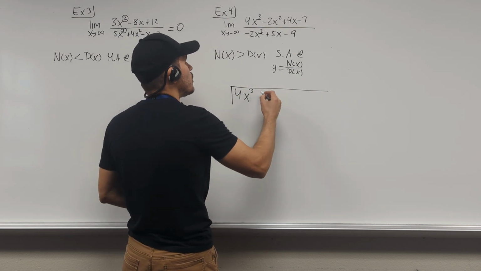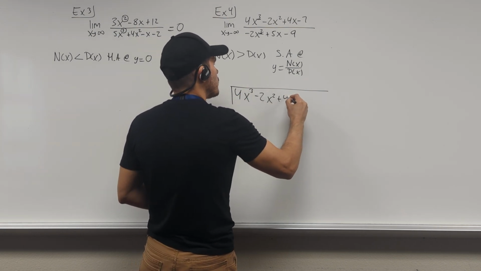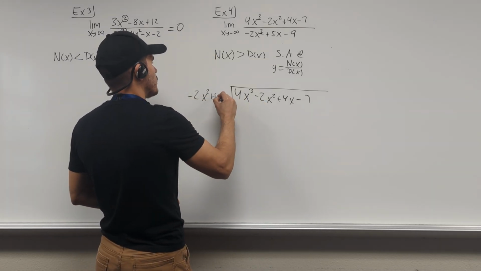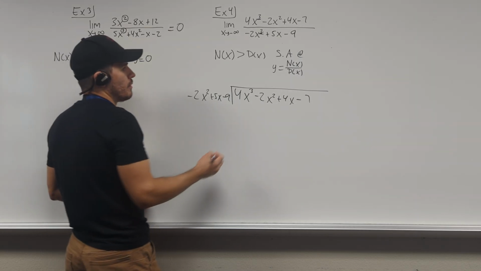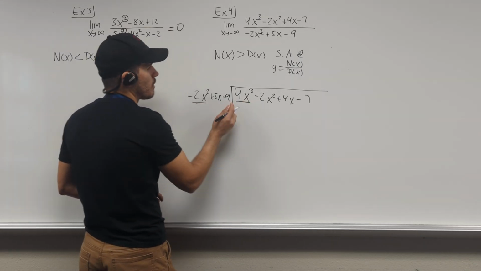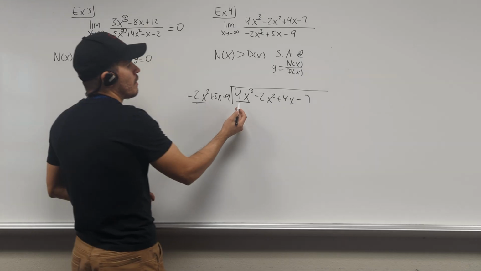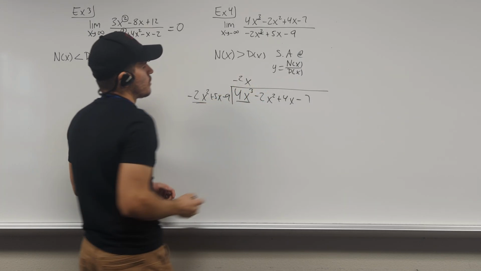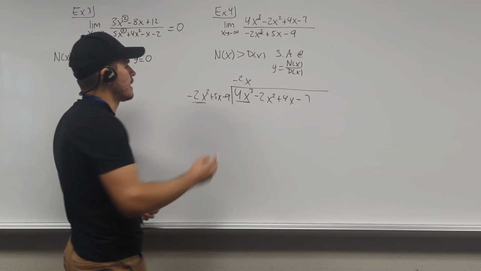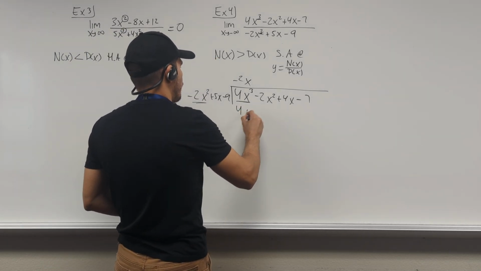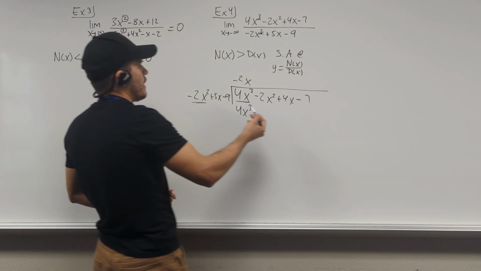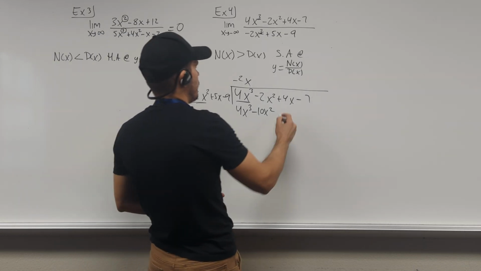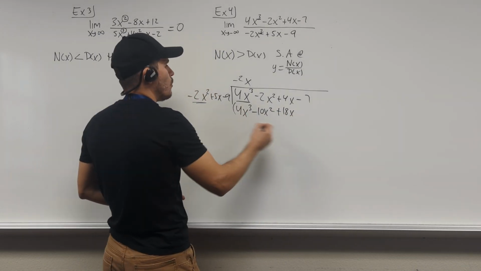So we have 4x cubed minus 2x squared plus 4x minus 7 divided by negative 2x squared plus 5x minus 9. Okay, remember to divide, we got to focus on the first term of each, the dividend and the divisor. So 4 divided by negative 2 would be negative 2, and then x cubed divided by x squared, I would need an x. So that would give me negative 2x. When I multiply this out, I will get positive 4x cubed, and then I will get a negative 10x squared. And then lastly, I will get a positive 18x. We will do our subtraction.